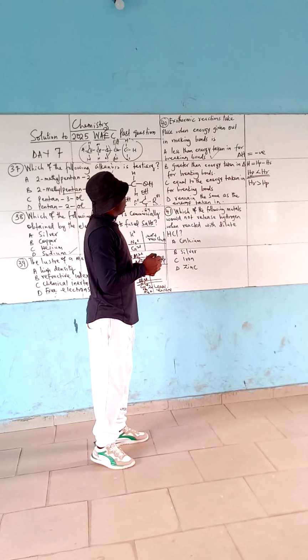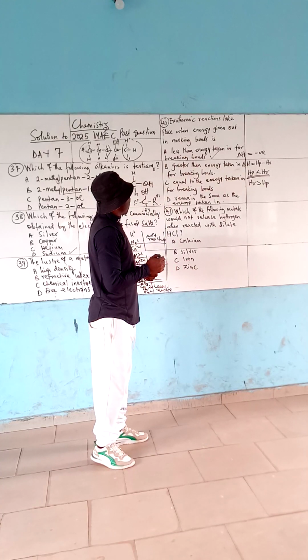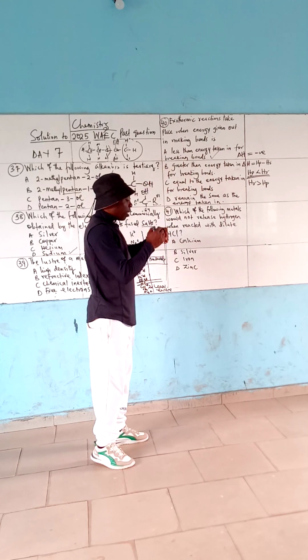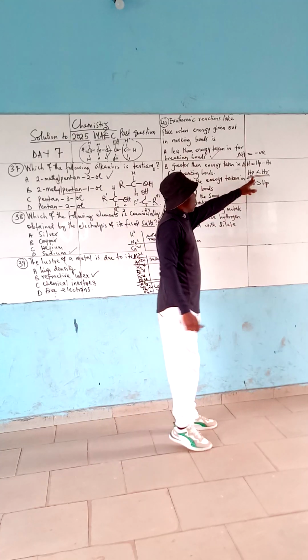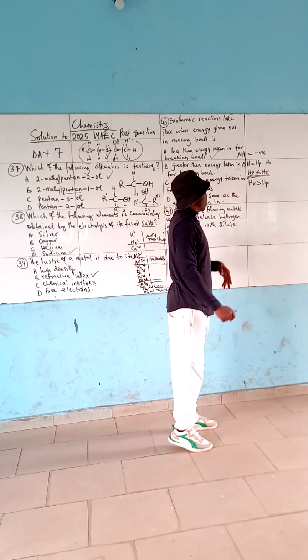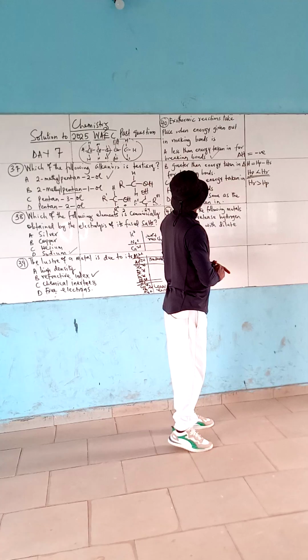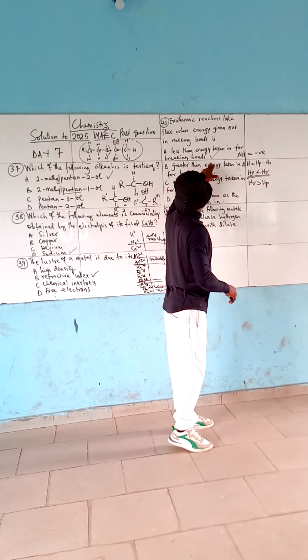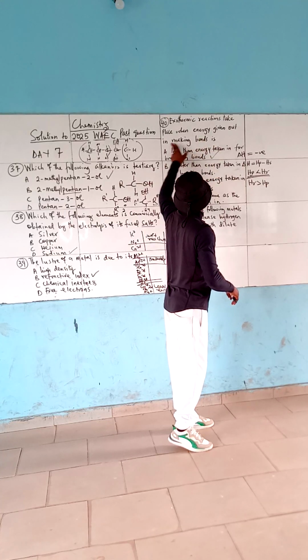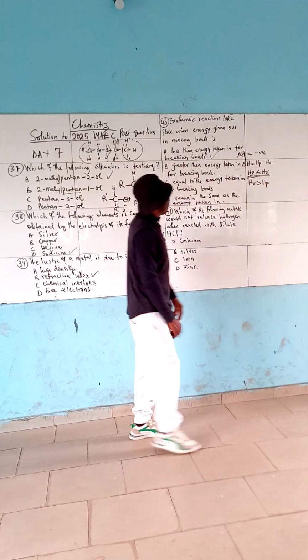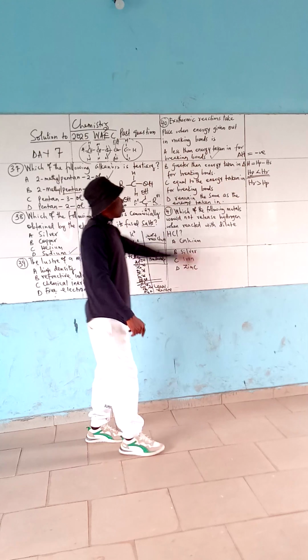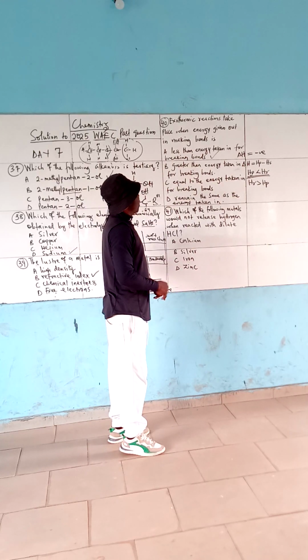So the energy given out in making bonds is less than the energy taken in for breaking bonds during exothermic reaction. But in endothermic reaction, the reverse is the case, which means that the heat of the product is greater than the heat of the reactant. It means that the energy given out in making bonds will be greater than the energy taken in for breaking bonds.